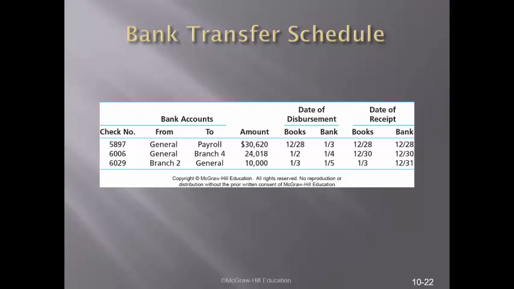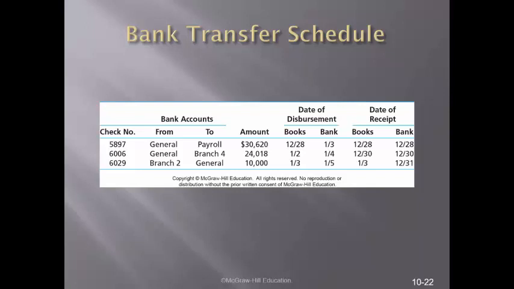Kiting is much more difficult in an environment of ever-increasing electronic transfers between accounts due to the virtual disappearance of the float period. A bank transfer schedule can disclose kiting. The following rules can be used for determining when it is likely that a cash transfer has misstated the cash balance. 1. The dates of recording the transfer per books from the cash disbursements and cash receipts journals respectively are from different financial periods, as shown with check number 6006.